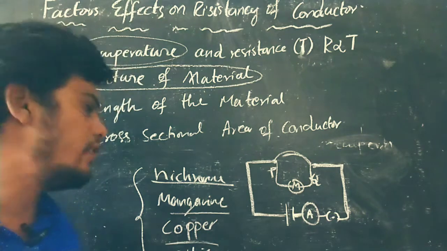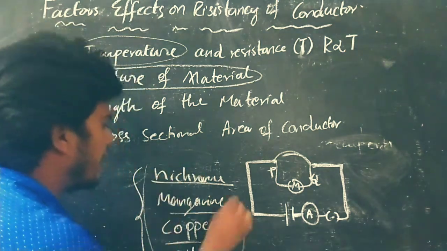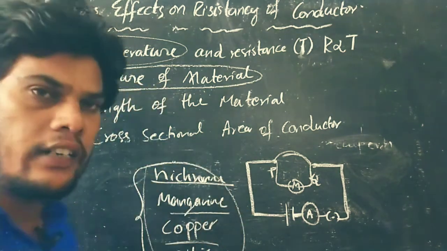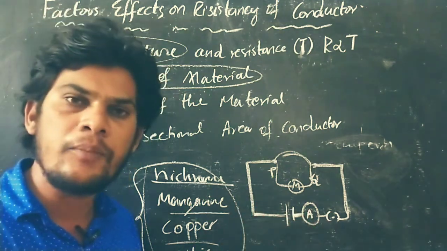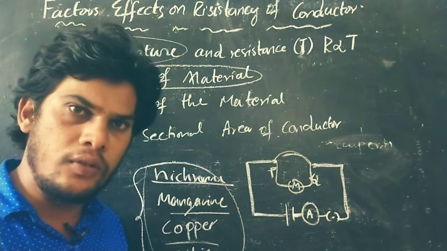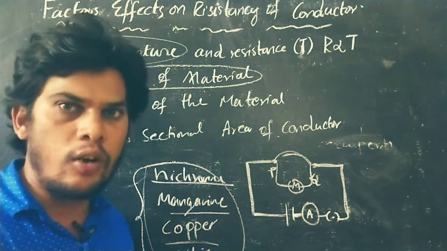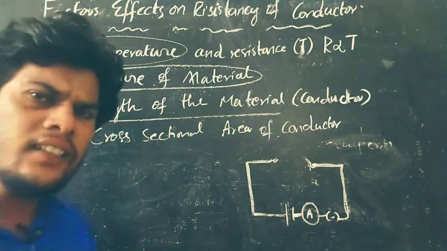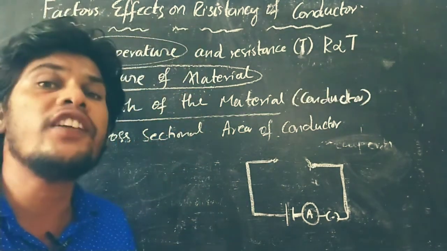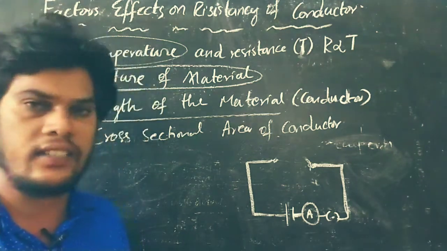The resistance of any conductor depends on its nature. This activity gives clarity that the resistance depends upon the nature of the material. The third one, length of the conductor, also influences the resistance of any conductor.